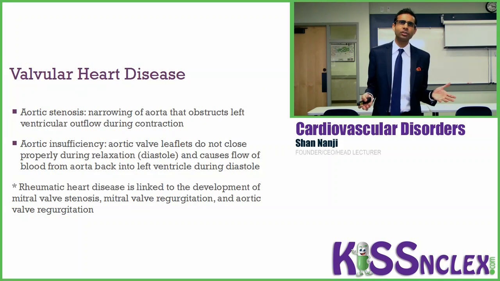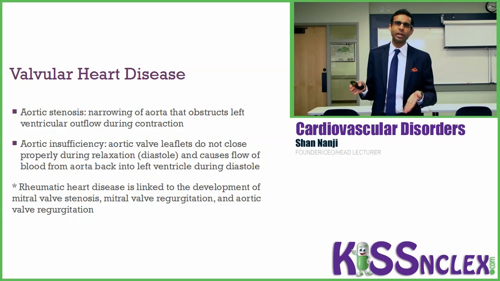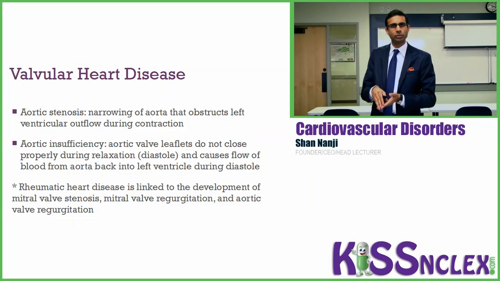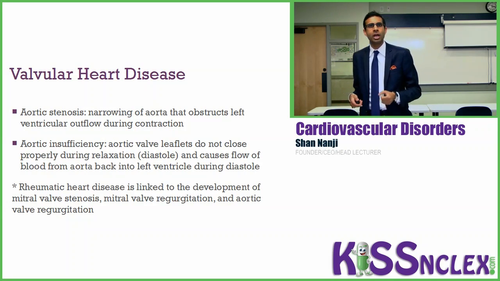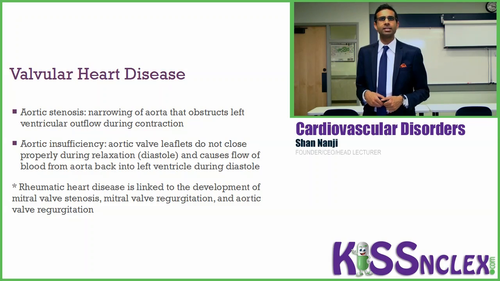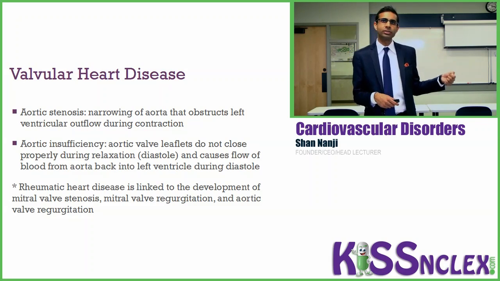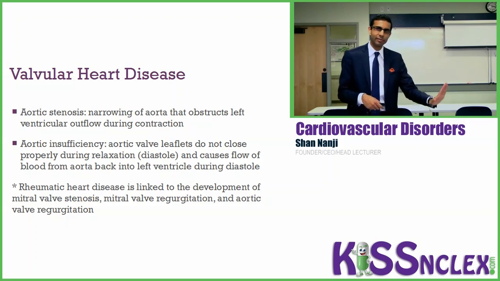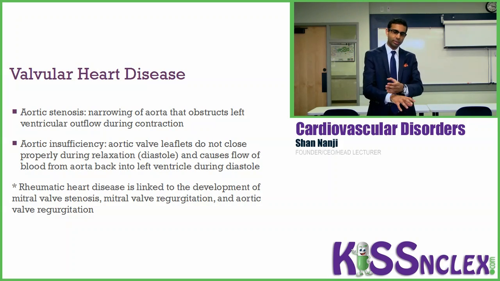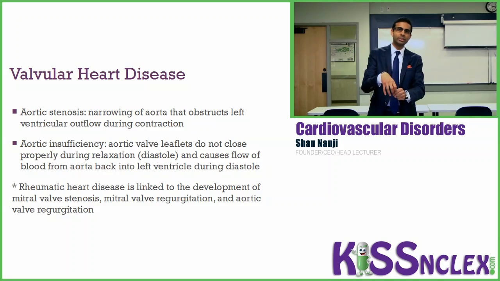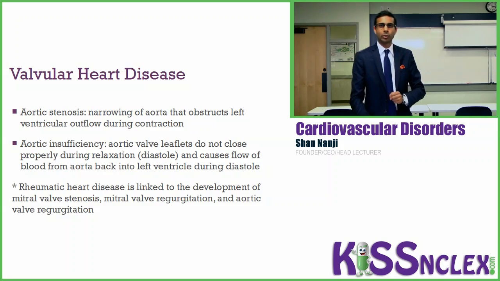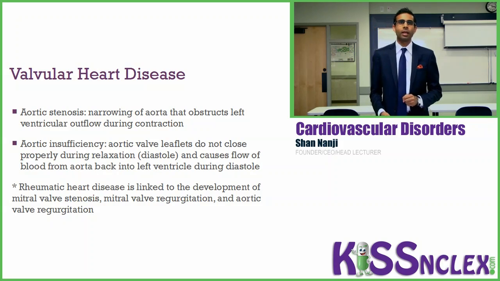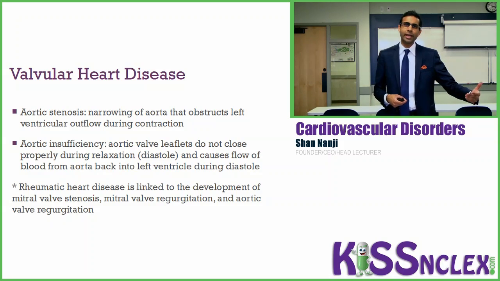As far as aortic stenosis goes, that's going to be narrowing of the aorta, right? Because that's what stenosis is: a stenosed artery, or a stenosed valve in this case. And because it's stenosed, it's obstructing flow out of the left ventricle. From the left ventricle to the aorta, this aortic valve, when stenosed, is not allowing adequate blood flow through. That's the opposite of aortic insufficiency.